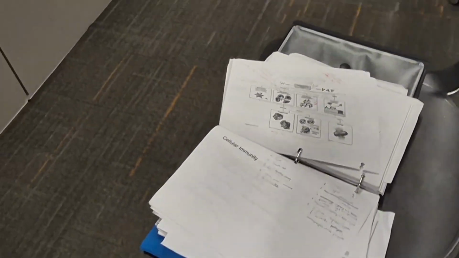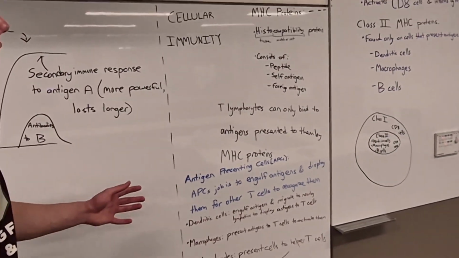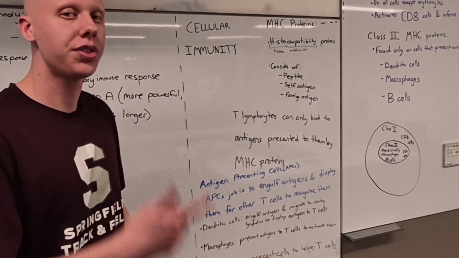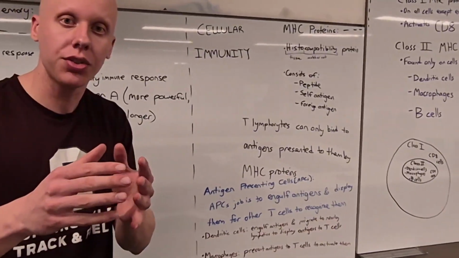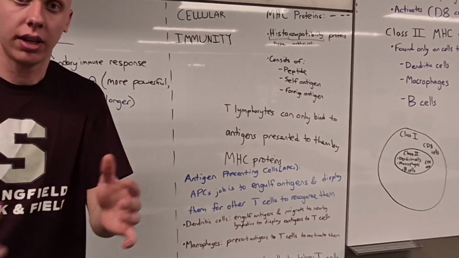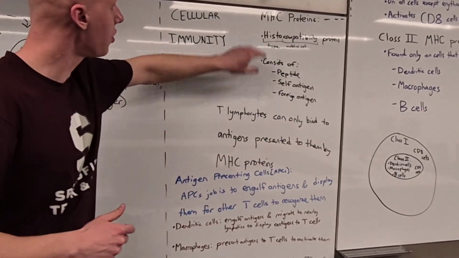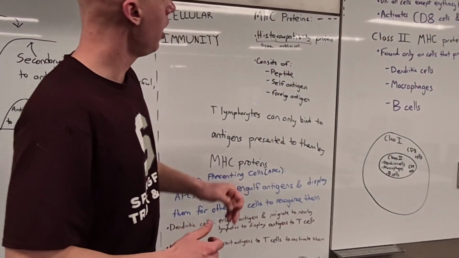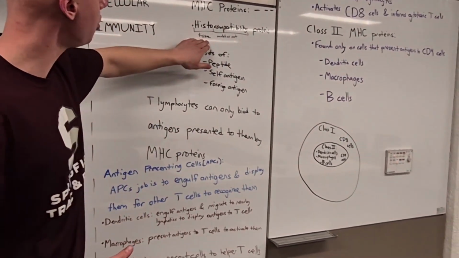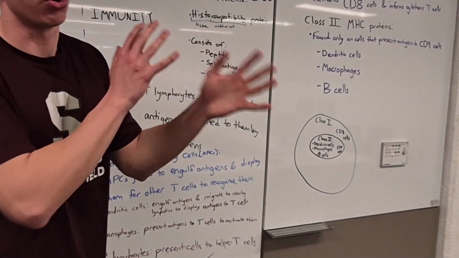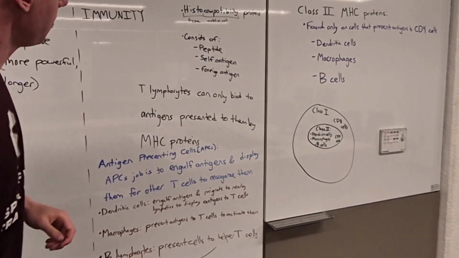All right. Moving on to cellular immunity. Cellular immunity is all about CD4 cells, CD8 cells, and T cells. Right? Another rule of thumb to keep in mind is that B cells all deal with humoral immunity. T cells all deal with cellular immunity. Okay, so we start out with MHC proteins. What are MHC proteins? They're histocompatibility proteins. Histo meaning tissue, compatibility meaning match or no match. They consist of a peptide, a self-antigen, and a foreign antigen.